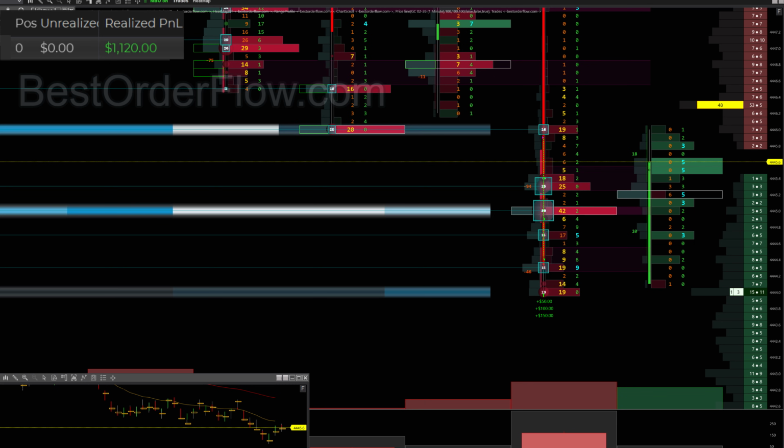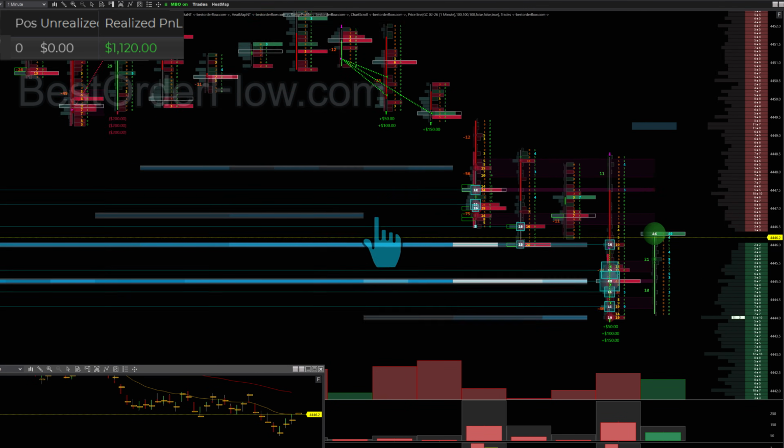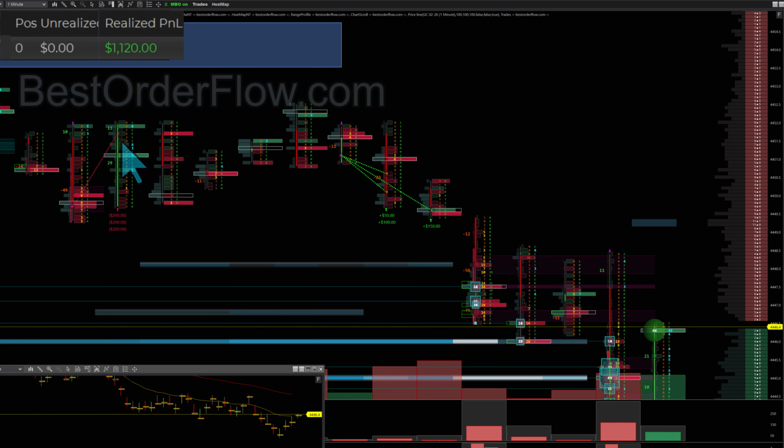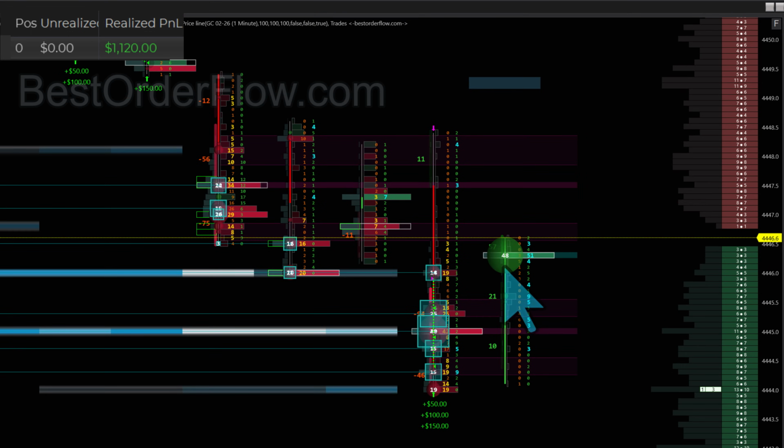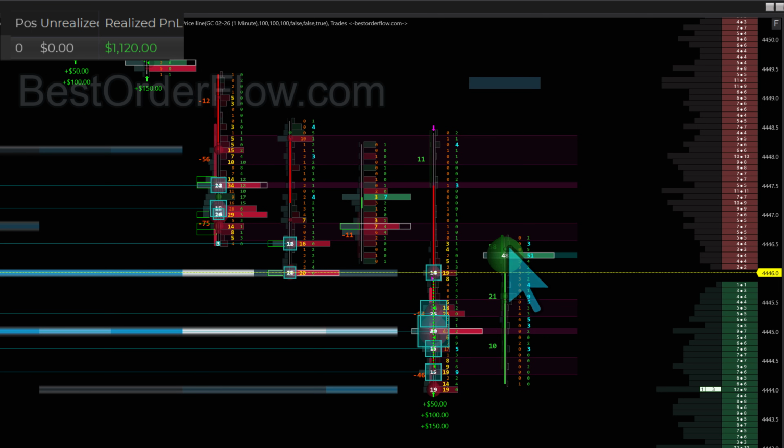So now I'm about $1,200, 1120 in positive. So one stop loss taken. One stop loss was where? It was right here, stop loss. Okay, there's the buyers activated here. After this fight, these buyers activated.